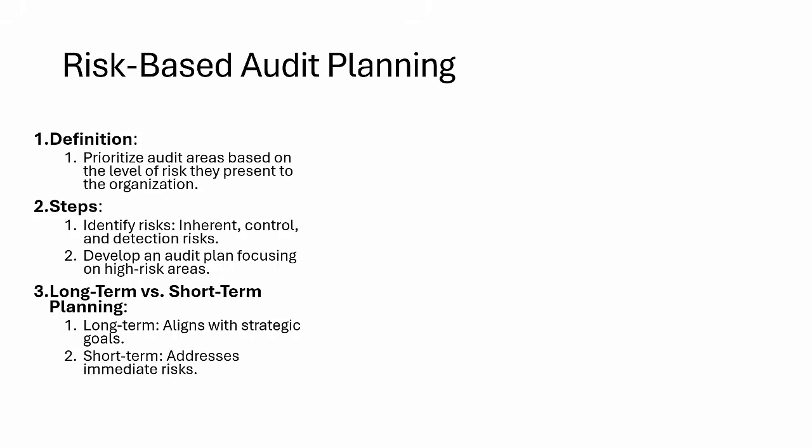The steps are: we identify risk, we look at inherent, control and detection risk, and develop the audit plan focusing on the high-risk areas. And we have two types of plan. One is long term, which is aligned with the strategic goal, like a 5-year plan. And then we have short term. For example, we have a 5-year strategy and the company suddenly decides to move employees to work from home. So there are some major changes in the business process. So it is a short-term audit and it will be planned accordingly.